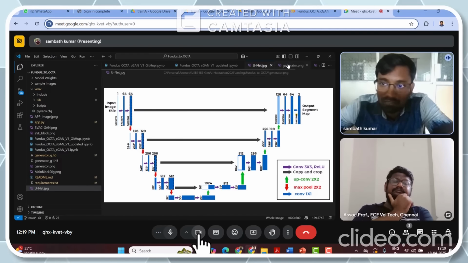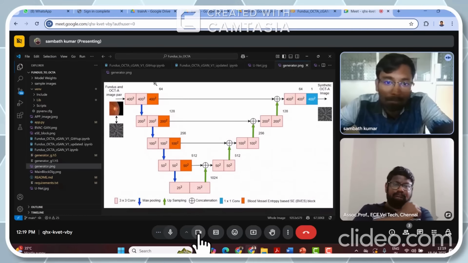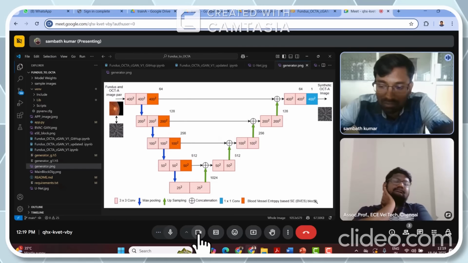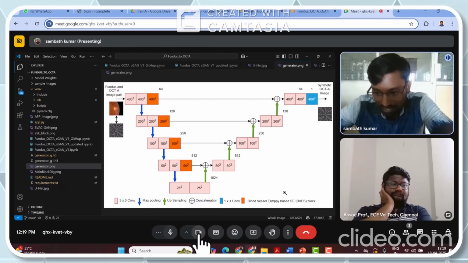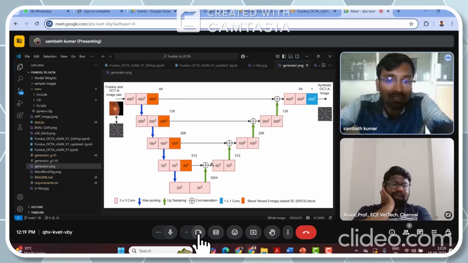Here, what we have modified is the orange-colored part, where we are going to include one block. That block is called the blood vessel entropy based SE block. With the help of that, we are going to get enriched blood vessels, so we add it here. This is the basic architecture, and the remaining things are as is, like the baseline architecture.